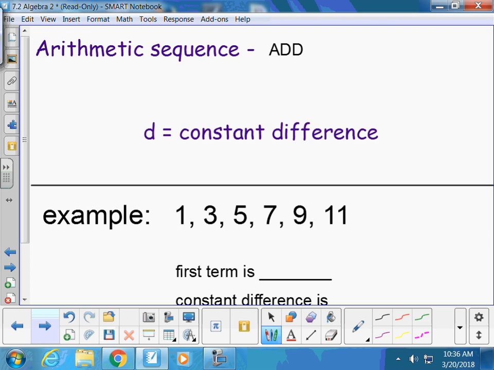Okay, so an arithmetic sequence is when you add a constant amount between terms, and that constant amount is called the constant difference. It's D. Do you think that constant difference could be a negative number? Yep. So I'll give you an example of something that would have a negative constant difference. 30, 25, 20, 15. That constant difference would be a negative 5.